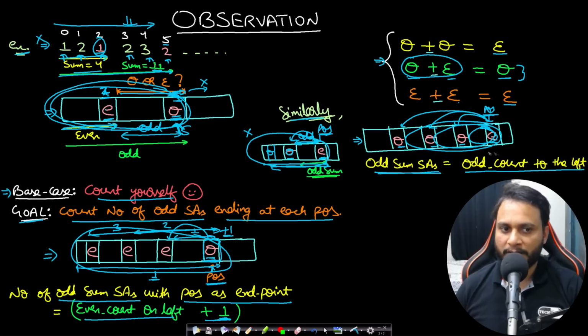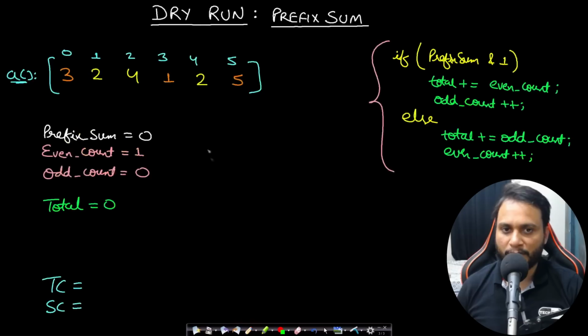That's it. So using this, you can simply iterate over the entire array and keep track of the odd prefix sum count as well as the even prefix sum count, and you can calculate the total number of odd sum subarrays. So this problem is very similar to the subarray sum equals k problem. So let me show you a dry run.